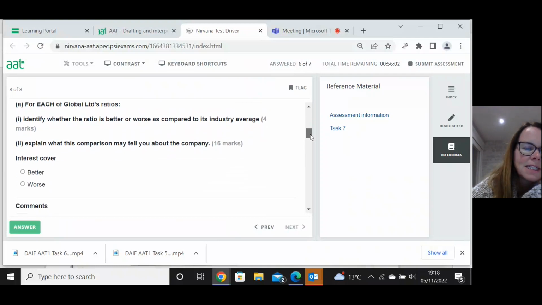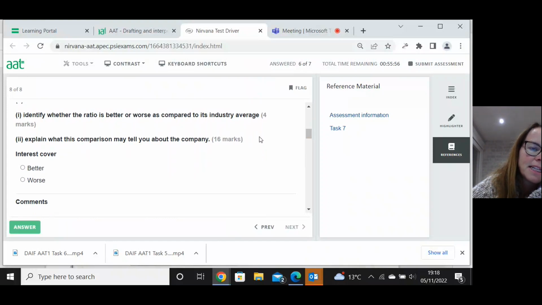The way it's set out is to identify whether the ratio is better or worse as compared to its industry average. So just ticking a box 4 times is going to get us 4 marks, and then explaining the comparison. So 16 marks, 4 to talk about, so that's obviously a maximum of 4 for each one. My advice here is to always start with an explanation statement. So what does it mean? And then possible reasons. And then any comments around the risk or connections, or anything else you want to add. So let's have a look at these in turn.